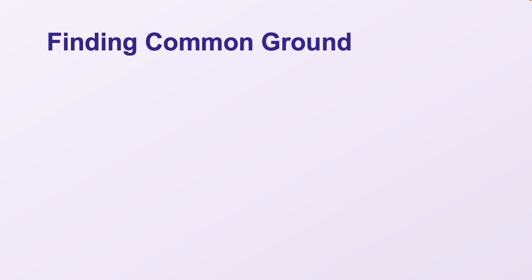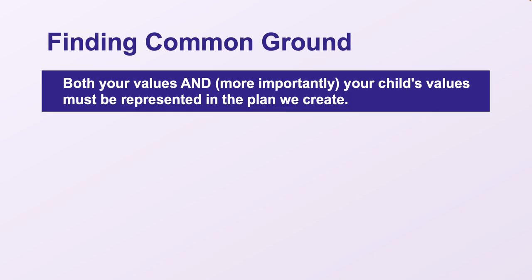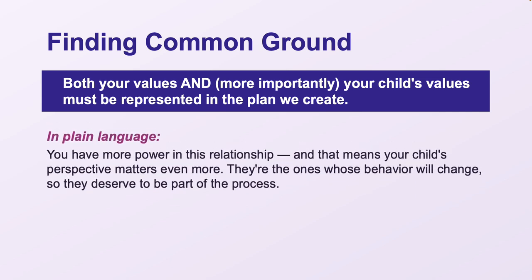So really finding common ground is going to be important here. So both your values and, more importantly, your child's values must be represented in the plan that we are ultimately going to create. You have more power in this relationship. There's a hierarchy. If you are the caregiver for your child, you have the ability to make more decisions, but that means that your child's perspective matters then even more. What is your child's input on this? Although you are the adult and you make decisions about where they live, where they eat, how much they eat, where they sleep, what do they play with, things like that.